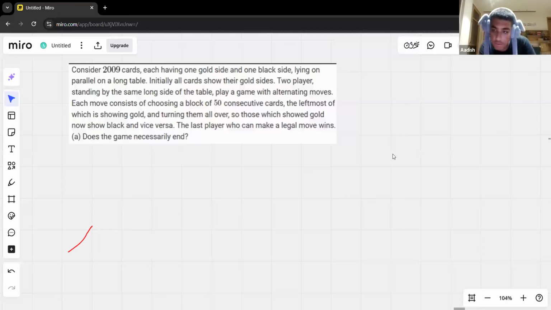Wait, I can just post this in Discord chat, right? Oh, yeah. Sorry, Zoom chat. Yeah, okay, you can see the problem in Zoom chat as soon as it loads.